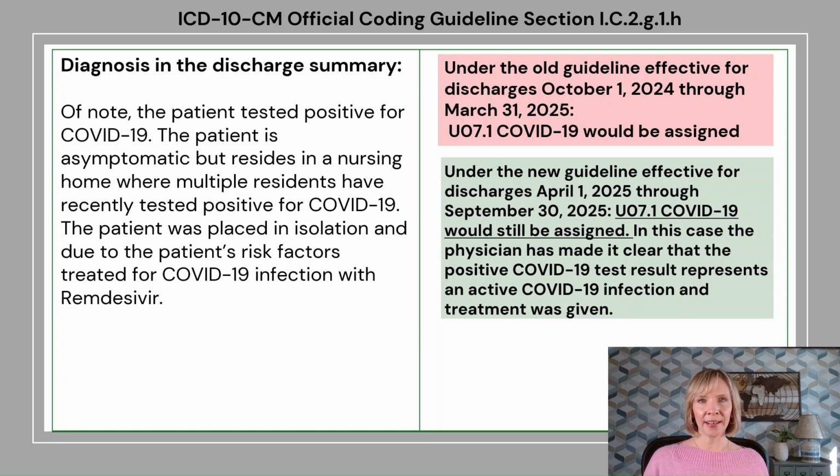Now let's take a look at an example where we could code the COVID-19 infection without a provider query. The diagnosis in the discharge summary states, of note, the patient tested positive for COVID-19. The patient is asymptomatic, but they reside in a nursing home where multiple residents have recently tested positive for COVID-19. The patient was placed in isolation, and due to the patient's risk factors, they were treated for their COVID-19 infection with remdesivir. Under the old guideline effective for discharges through March 31st, 2025, U07.1 for COVID-19 would be assigned.